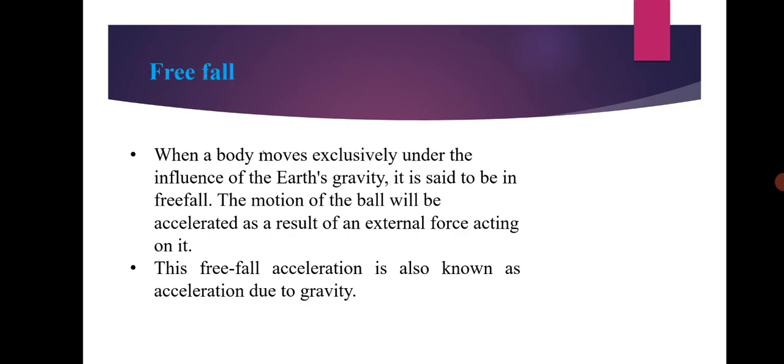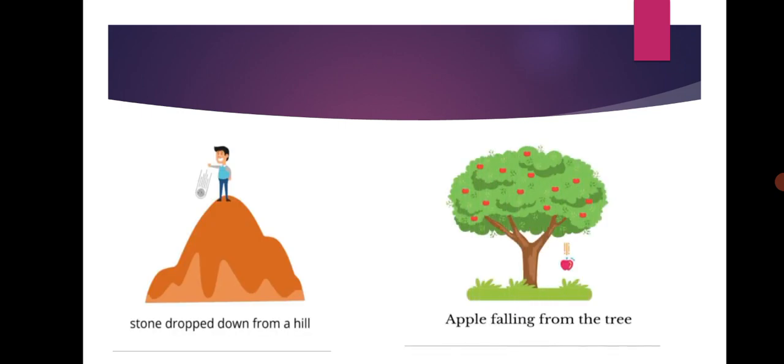The next concept is free fall. When a body moves exclusively under the influence of the earth's gravity, it is said to be in free fall. The motion of the ball will be accelerated as a result of an external force acting on it. This free fall acceleration is also known as acceleration due to gravity. Here are the two pictures which indicate examples for free fall.